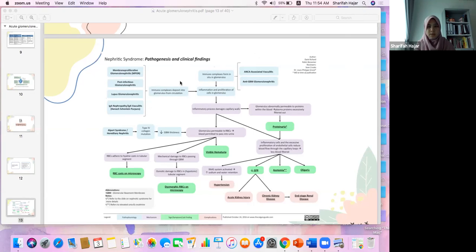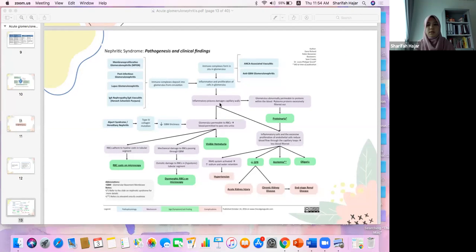Okay, so from these two main mechanisms, it will cause inflammation and proliferation of cells in the glomerulus, and then the inflammatory process damages the capillary walls. When the capillary walls are damaged, the glomerulus is permeable to red blood cells. That's why you can see visible hematuria and also red blood cell casts in microscopy. It is also permeable to protein, so we can see some mild proteinuria. And from this, it can also cause low GFR, azotemia, oliguria, and it activates the RAS system, which increases sodium and water retention and causes hypertension. Okay.